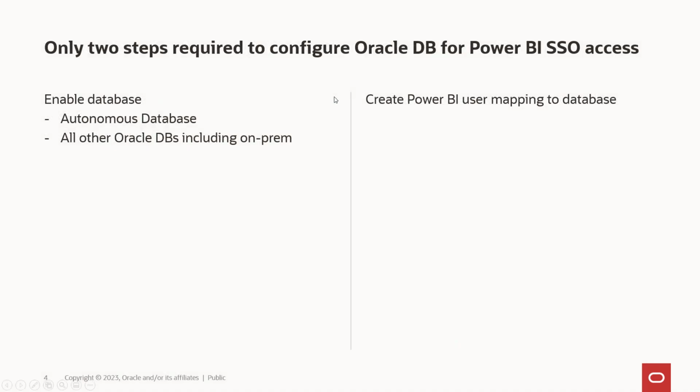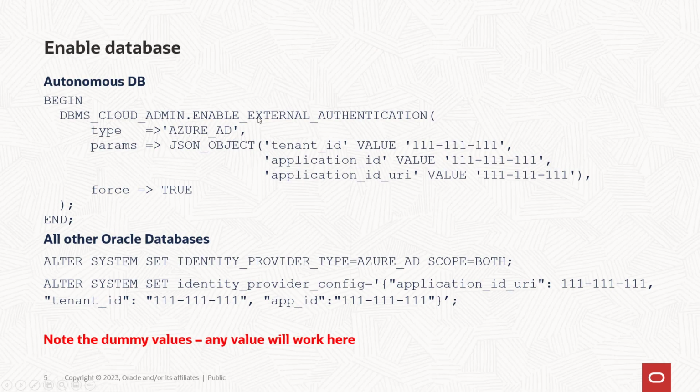There are only two steps required to configure the Oracle database for Power BI SSO access, and that's to enable the database for this access and then create a mapping for the Power BI user to a schema in the database. This is a global schema. And when you enable a database, there's two ways to do it. One is for the autonomous database, and the other is for all of the databases.